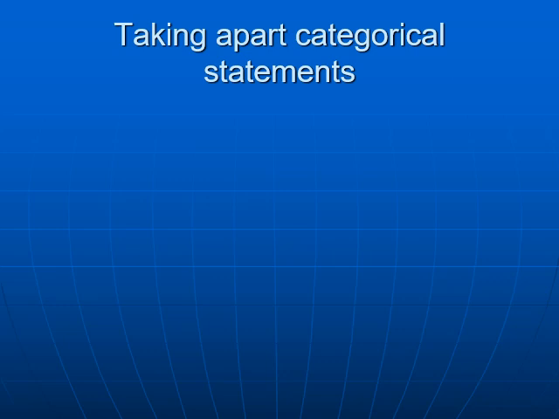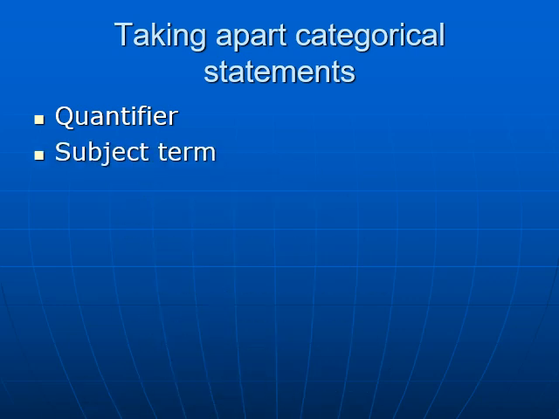If we're clear on what a categorical statement is, we can start trying to take it apart. Every categorical statement can be divided into four parts. There's first a quantifier. This is a word like all, or no, or some. It tells you how many or how much. It tells you the quantity that you're talking about, which is why it's called the quantifier. Second is the subject term. This is what you're talking about. For example, if you're talking about all trees are plants, trees is the subject term. It's the subject of the sentence.